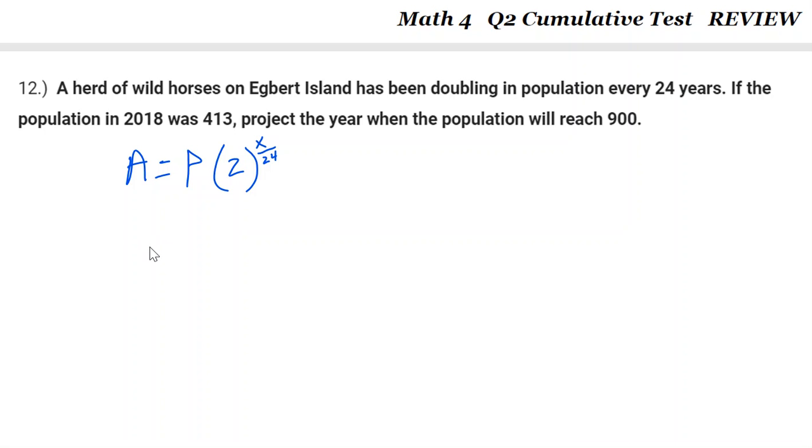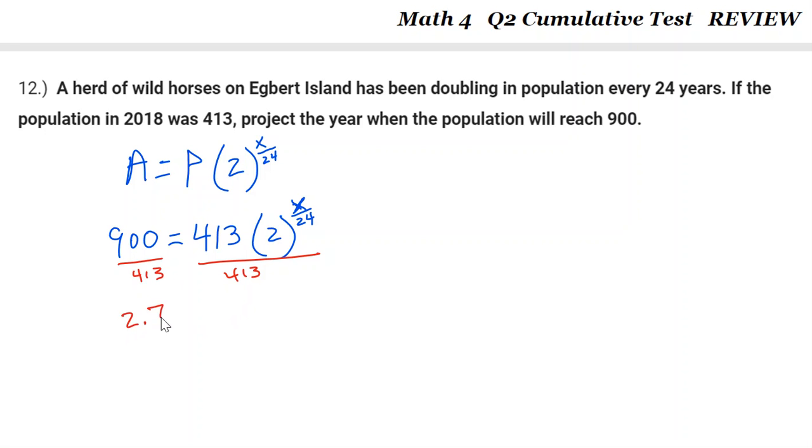So the population was 413 at this point. And project the year when the population would reach 900. So that is what we have to solve. We have to solve for x there. So we're going to first of all divide by 413. We wound up with something like 2.179, which is about equal to 2 to the x over 24.